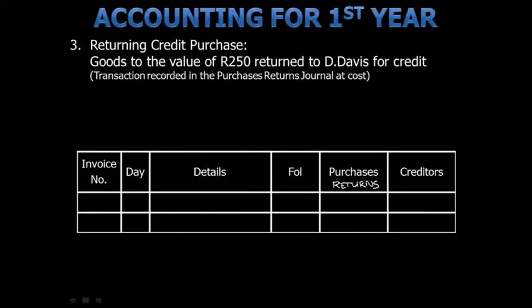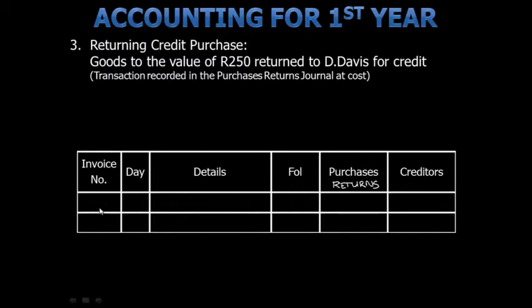Next, let's see what happens when a credit purchase is returned back to the supplier. So, goods to the value of 250 Rand are returned to D. Davis for credit. This transaction is recorded in the purchaser's returns journal at cost.